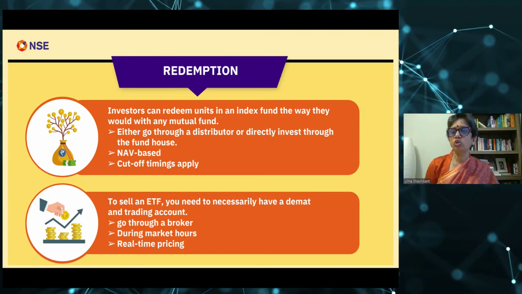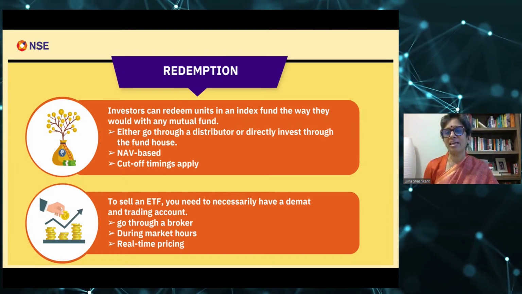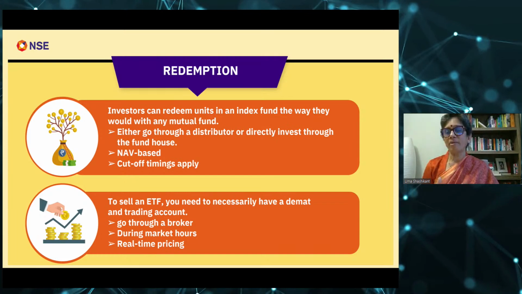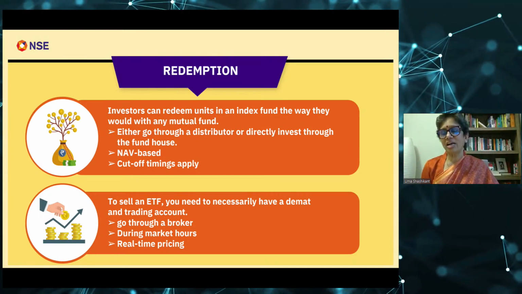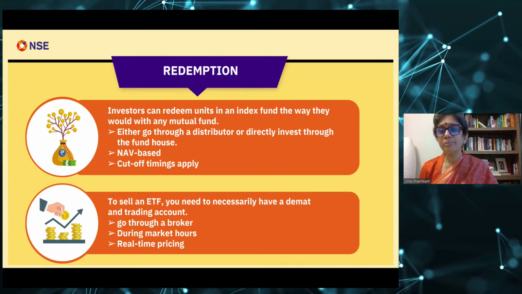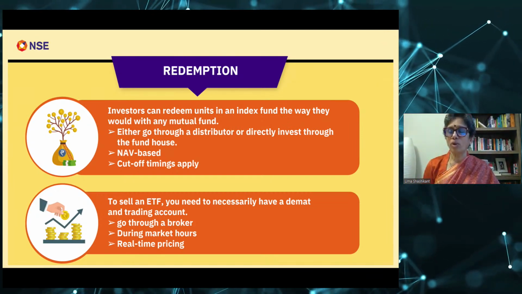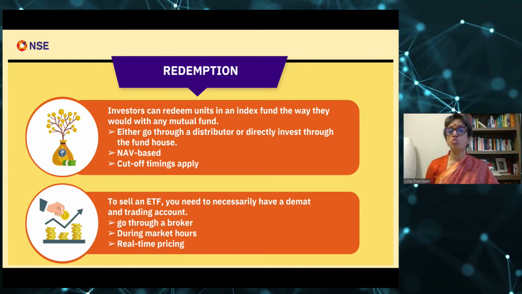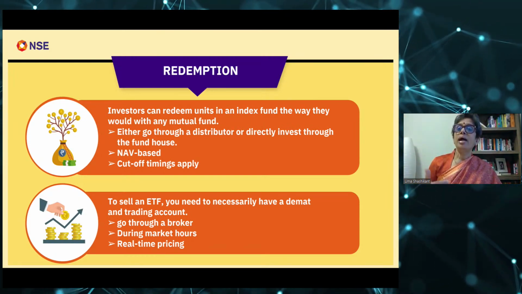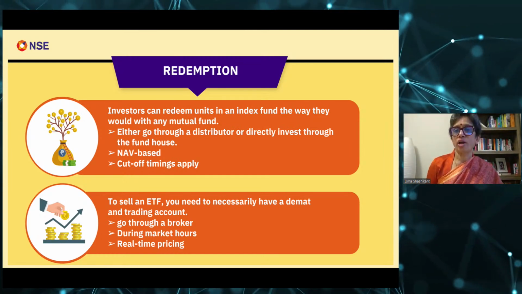But how do you buy an ETF? It is like buying any other stock. So you have a trading account with a broker. You have to buy it through a broker, or you have a trading account with any online broking services. And you have an account, and most of them are electronically enabled today. You need to have a demat account, and you buy it like any other stock, and you redeem it like any other stock.